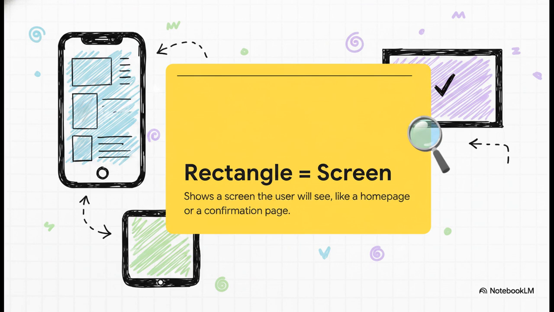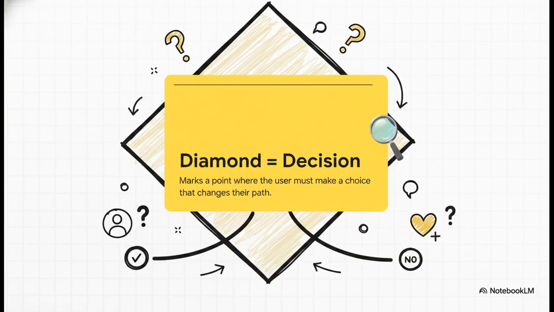When an action takes the user to a new view, like the home page, a settings page, or an order summary, we use a rectangle to show them where they've landed. And here is where things can get interesting. The diamond. This represents a decision. It's basically a question the user has to answer that will send them down one path or another. Are you a new user? Yes or no? Want to add this to your wish list? Yes or no? This is the fork in the road.